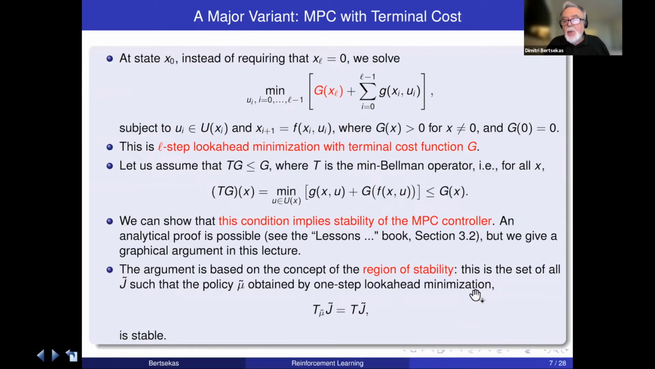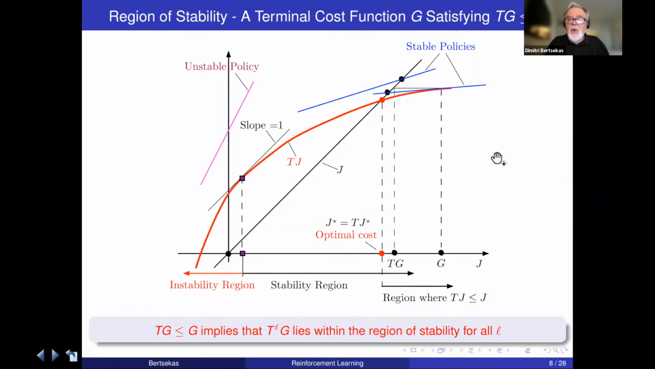In one step look ahead with cost function approximation J tilde, we say that J tilde belongs to the region of stability if the policy obtained by one step look ahead minimization is stable. And a stable policy is one that has a cost function that's finite for every state. The cost function doesn't blow up. All of these concepts, region of stability and the like, make sense basically for the case where MPC applies, non-negative cost and zero at the origin. So that's how we define the region of stability, and we can visualize it as follows.